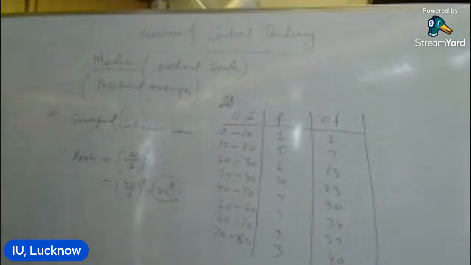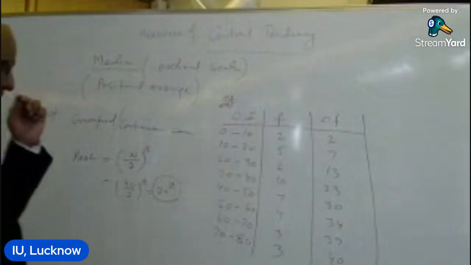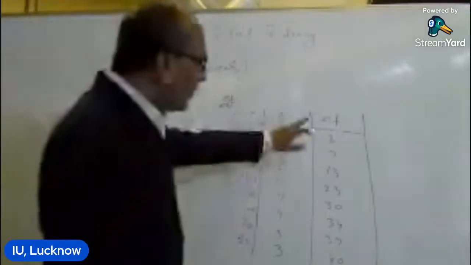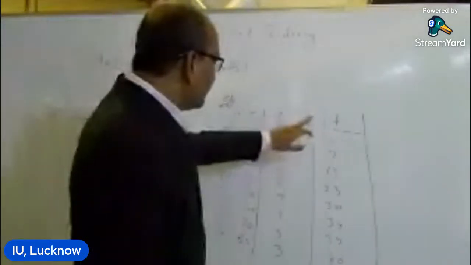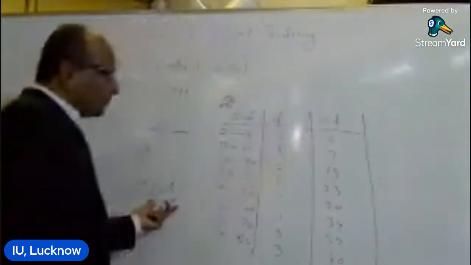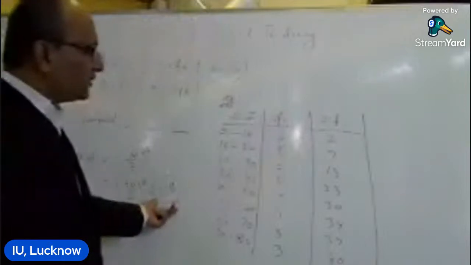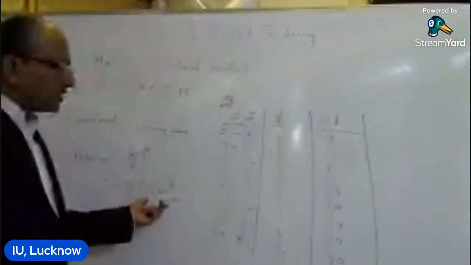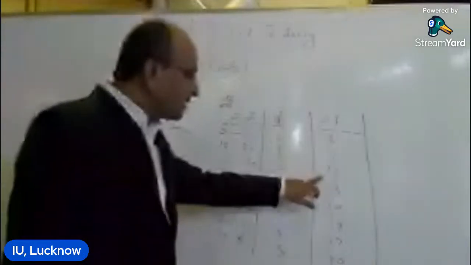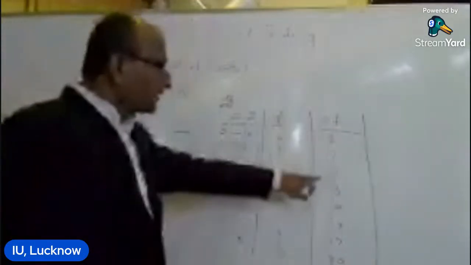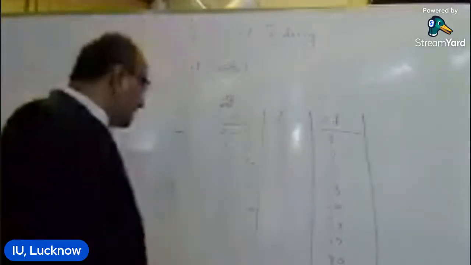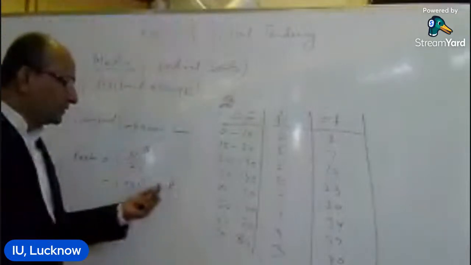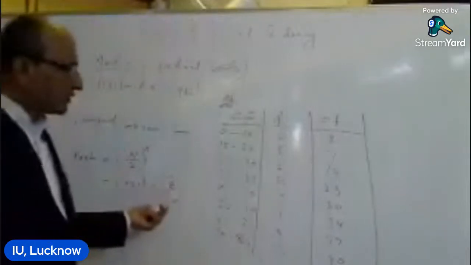So where is the 20th position? Or you can say the next to 20th value in the cumulative frequency. So where is the 20th position? Here is the 13. So 20 comes after 13. Or in another way, you can say the next value of 20. So the next value of 20 is 23.